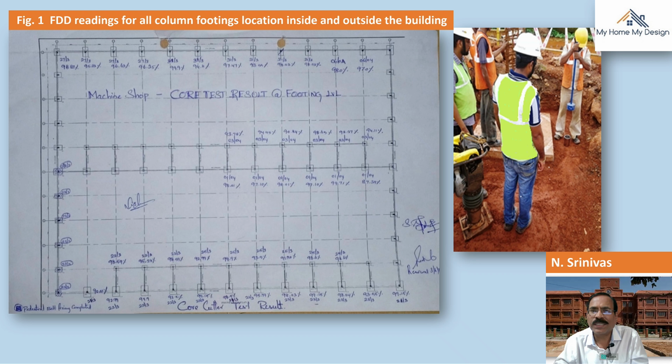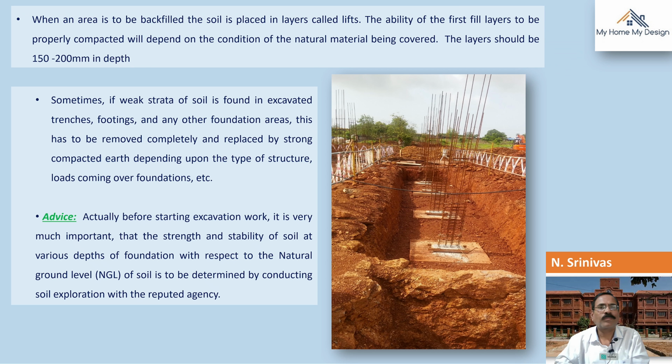So here the test has to be conducted by the sand replacement method, the core cutting test. The soil is drawn out from the ground and it has to be sent to the laboratory, and there the field dry density is to be determined. When an area is to be backfilled, the soil is placed in layers called lifts, as I said, 150 mm. The ability of the first layer to be properly compacted will depend on the condition of the natural material being covered. The layers should be 150 to maximum 200 mm in depth.